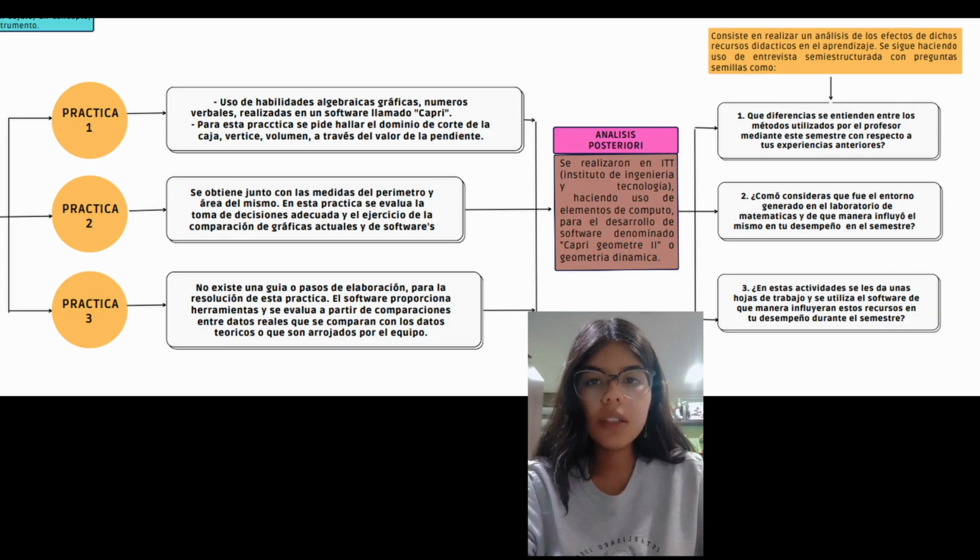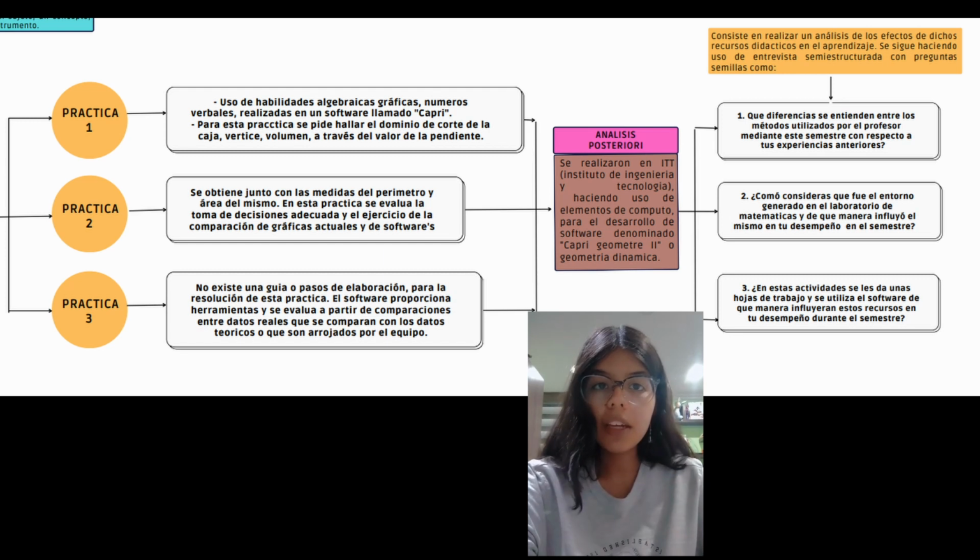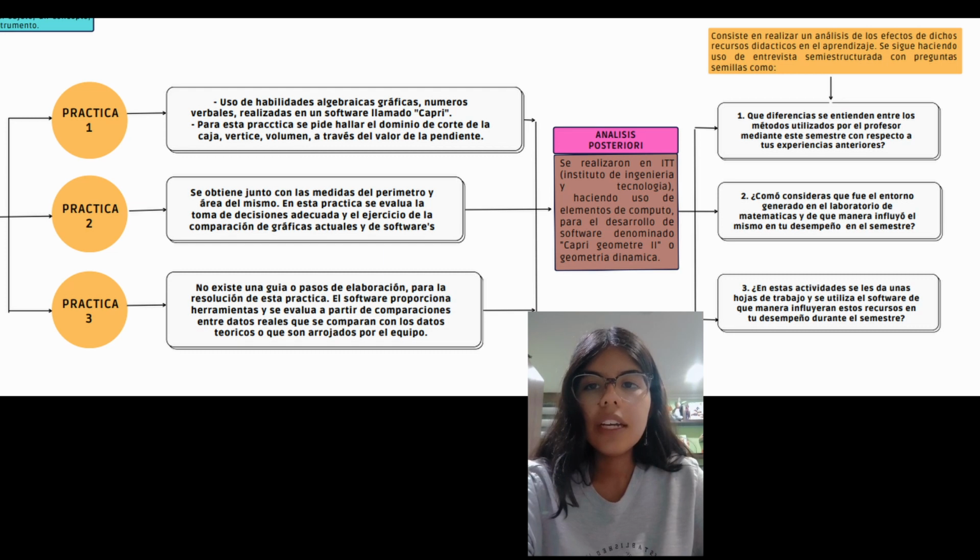Then from the collection of information, 3 types of tests or selection processes are proposed. 1. Making use of graphical, algebraic, verbal and numerical skills, carried out in software called Cabri. 2. In this practice, appropriate decision making and the graph comparison exercise are evaluated. 3. There is no guide or evaluation steps for the solution of this practice. The software provides tools and evaluates based on comparison between data.